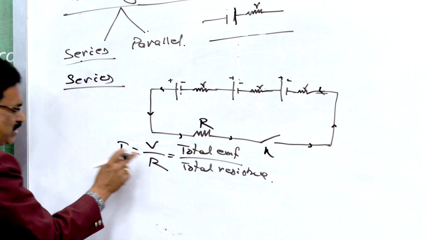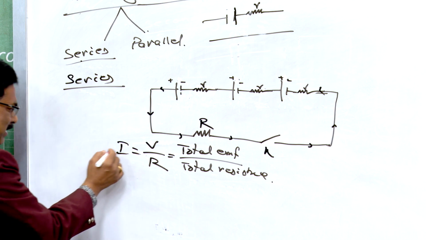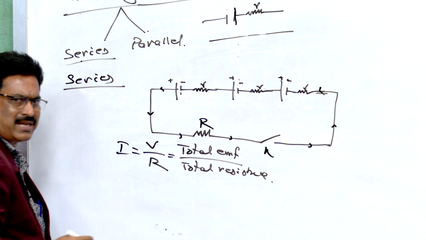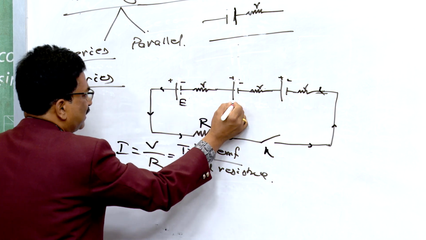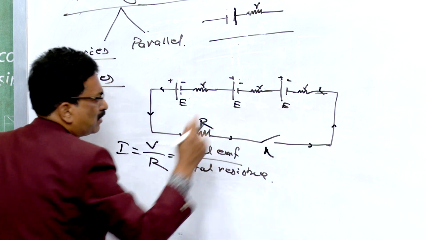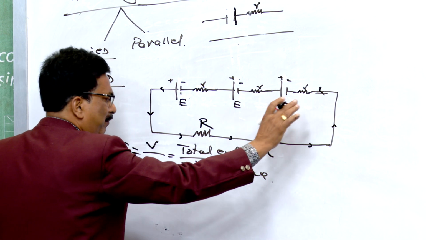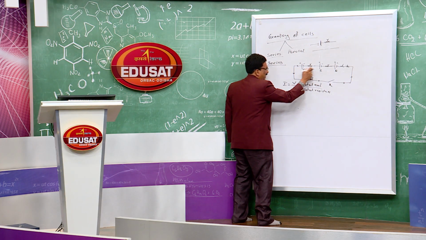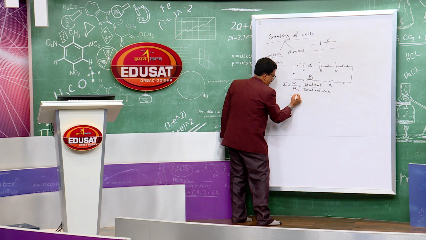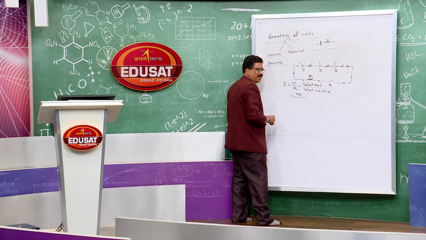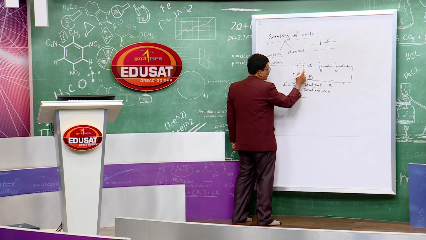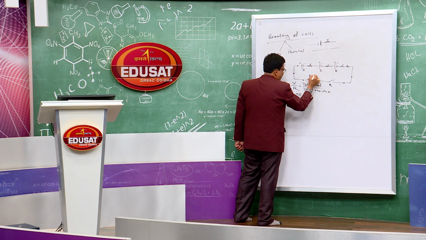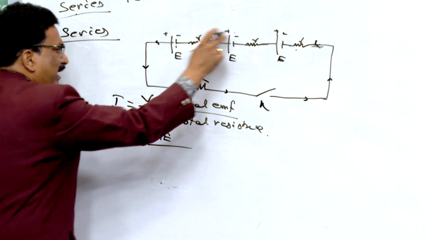Total resistance is equal to the net current which will flow through this. If this is the total EMF, it is connected with a number of cells of the similar type. If each has EMF equal to E, and we have n number of cells, here I have taken 3, then the total EMF is nE, divided by the resistance. Each cell has its own internal resistance r, and this is the external one. They are connected in series.